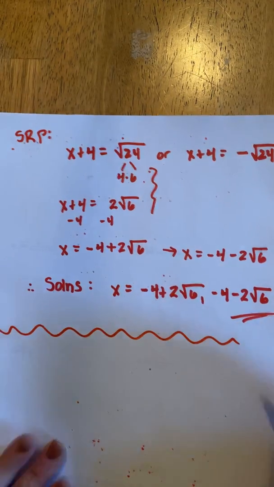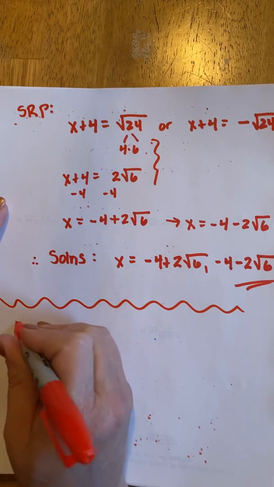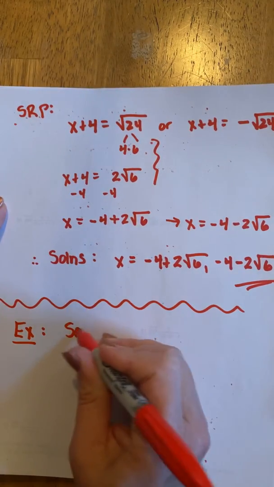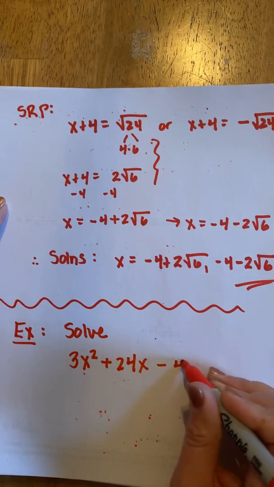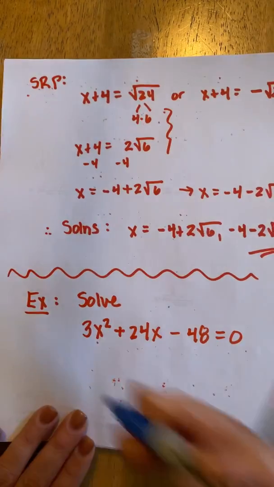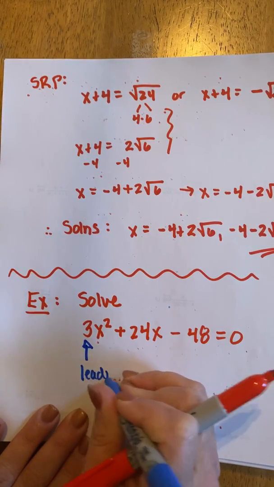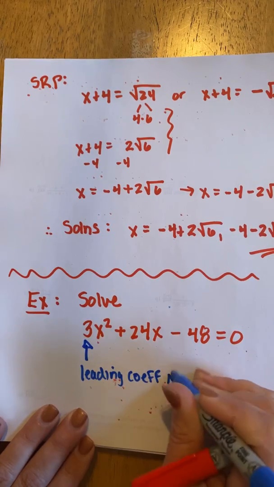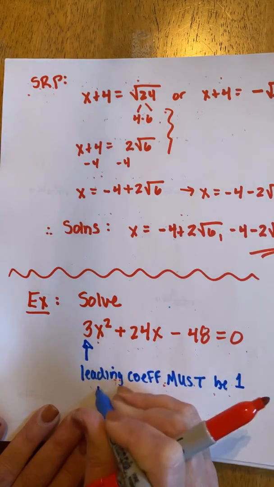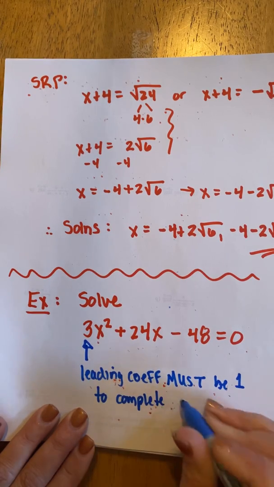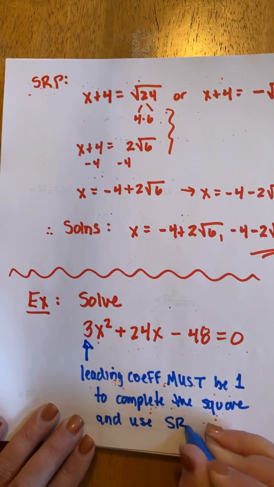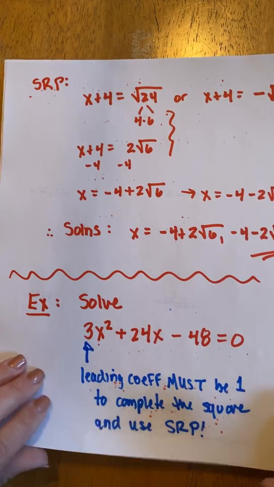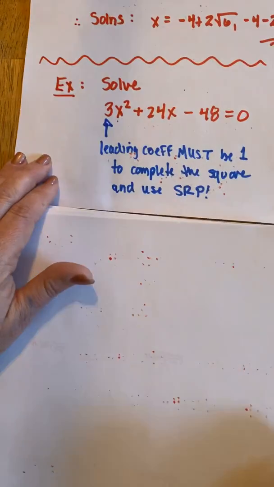Just an important little tidbit of information. In order to complete the square and use the square root property, your leading coefficient must be 1. So here's an example: 3x squared plus 24x minus 48 equals 0. Leading coefficient must be 1. So how do we get that leading coefficient to be 1? Well, we simply divide both sides of the equation by the leading coefficient.